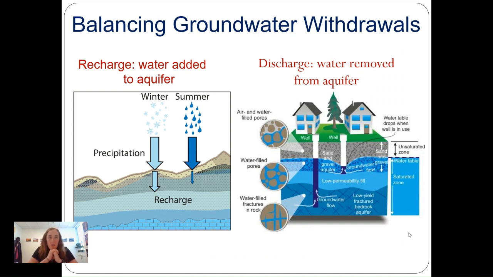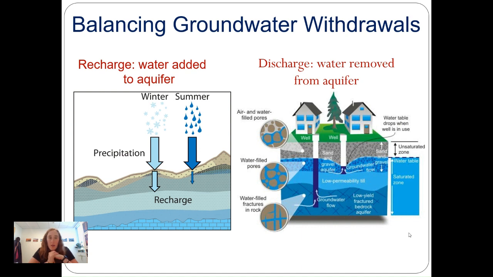So our final section here for this lecture is balancing groundwater withdrawals. What I want to point out is that we've got a couple more definitions to go through. If you are adding water to an aquifer, either through rain or snow, that's called recharge. It'd be the same as you plugging in your phone to charge the battery. You're adding power to it. You're recharging an aquifer when you're adding water to that aquifer.